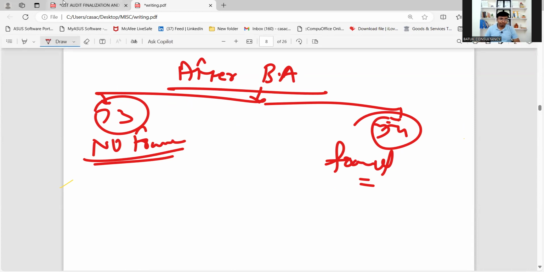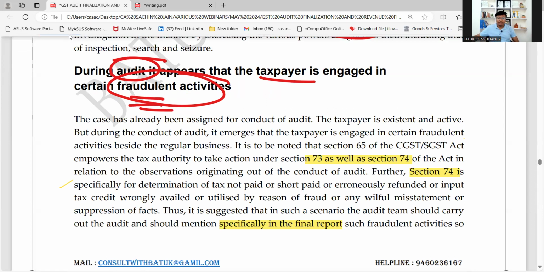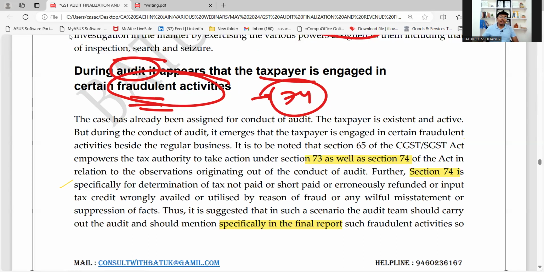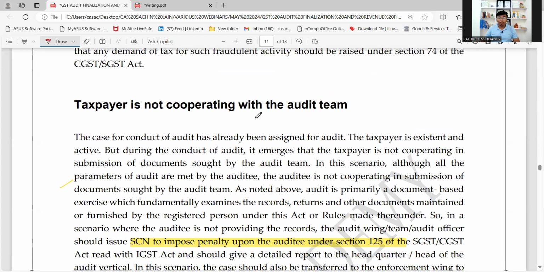So if during your business audit you found that the taxpayer is dealing in certain fraudulent activities, in that case we just need to pass the order under section number 74 of CGST Act. Accordingly payment and all those things will be charged. Okay, penalty and all those things will be charged. That is the thing we need to do.